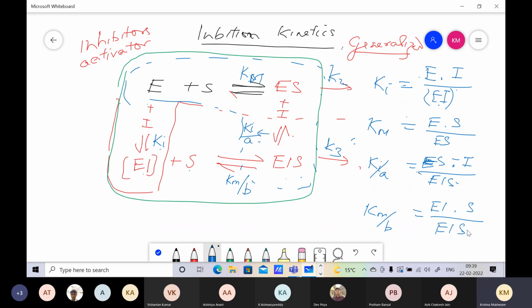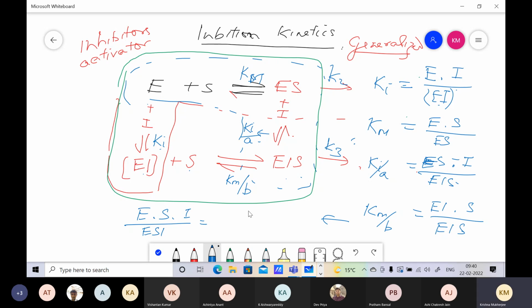Now realize something very obvious. ES can be written a certain way, and EI can be written a certain way. Let us take this expression first and do a little bit of algebra here. ES can be written as E into S upon Km, and EI can be written as E into I upon Ki. So do you realize that the expression for E into S into I upon ESI can be reached from two ways? Can you tell me what the two ways are and what the values are?